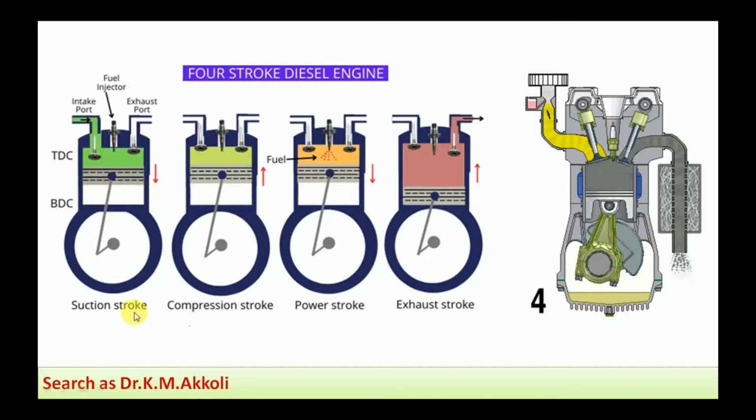First we will take the suction stroke. In this stroke the piston moves from the top dead center to the bottom dead center. Therefore a partial vacuum is created inside the cylinder, that is, a low pressure area is created inside the cylinder due to the movement of the piston. As the outside pressure is atmospheric pressure, due to this pressure difference the air enters the engine cylinder. Then the crankshaft makes a half revolution.